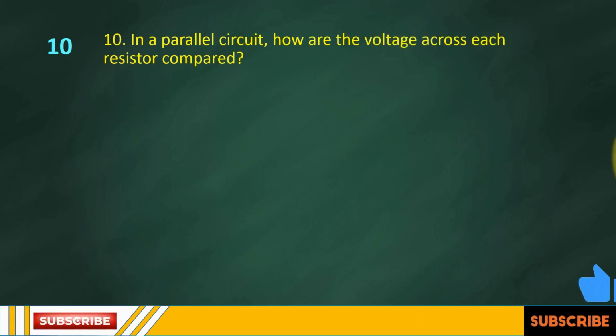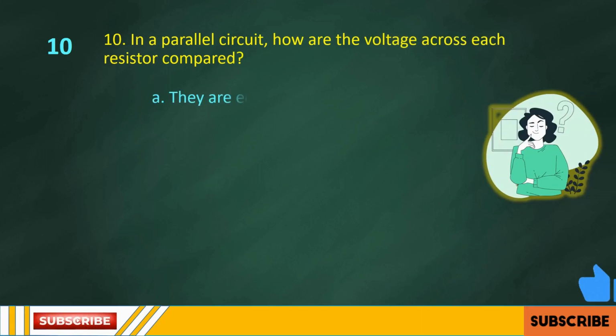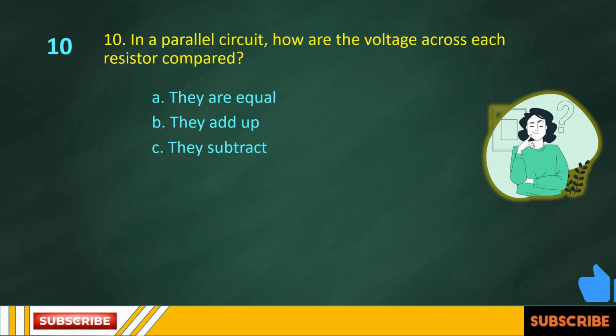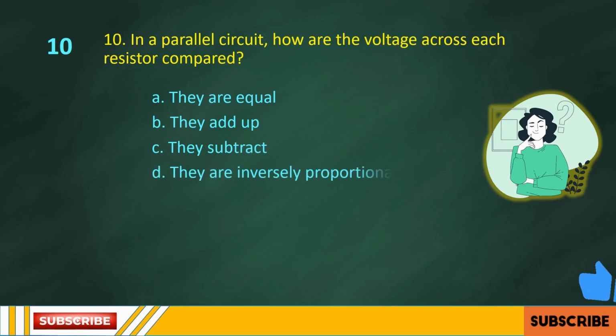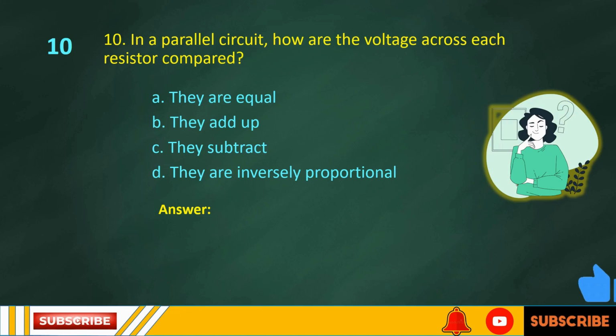In a parallel circuit, how is the voltage across each resistor compared? A. They are equal. B. They add up. C. They subtract. D. They are inversely proportional. Answer is A. They are equal.